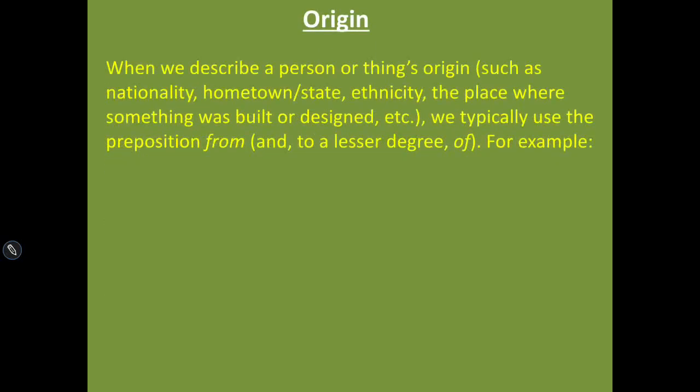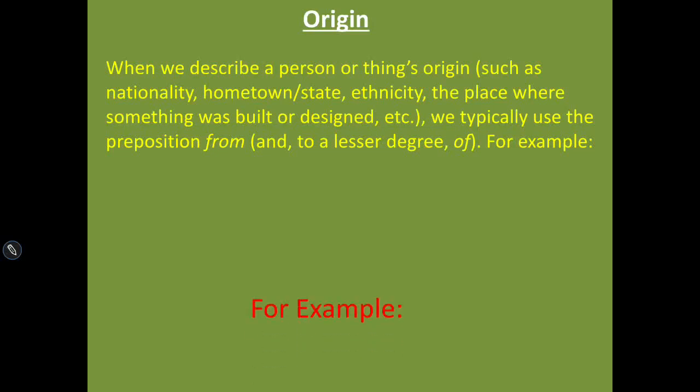Next is origin. When we describe a person or thing's origin, from where it originated, such as nationality, means to which nation he belonged to, hometown, state, ethnicity, the place where something was built or designed, we typically use the preposition from and, to a lesser degree, of.